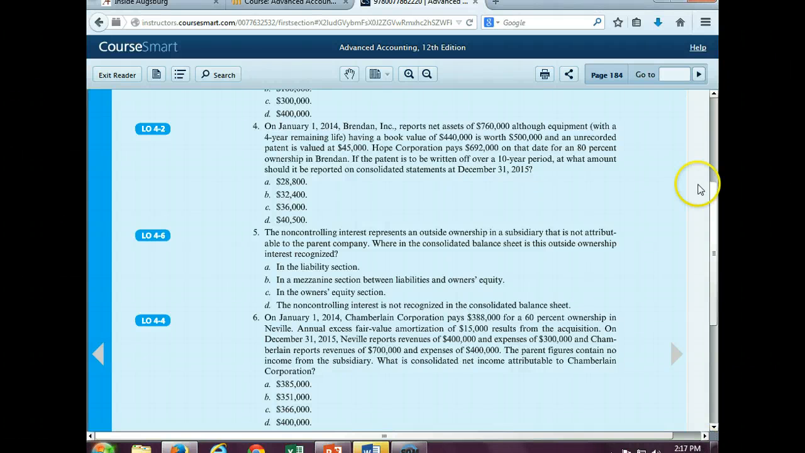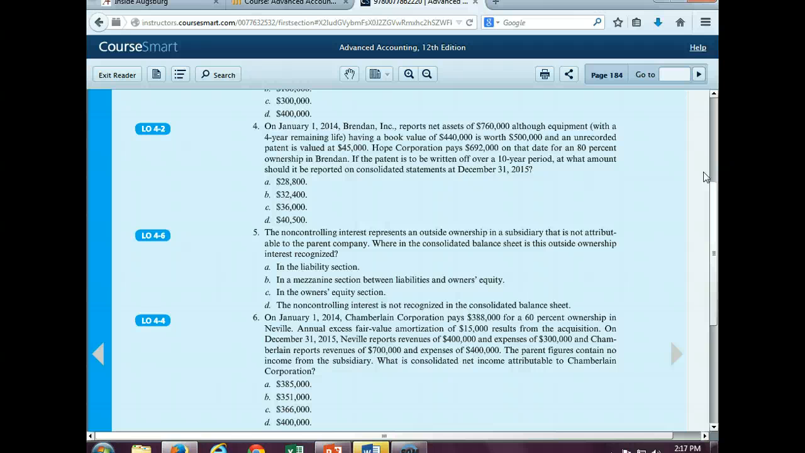Where did we say the income gets reported at 100%, but there's a piece in the balance sheet that shows the non-controlling interest? Where is it?